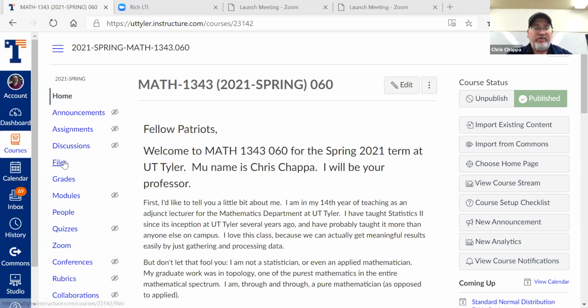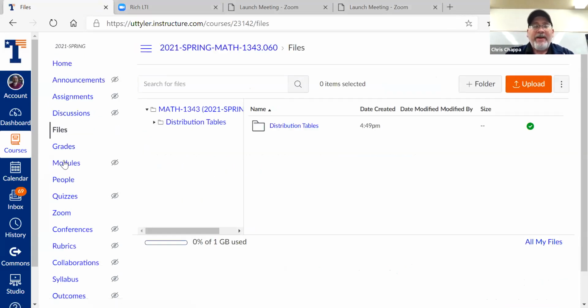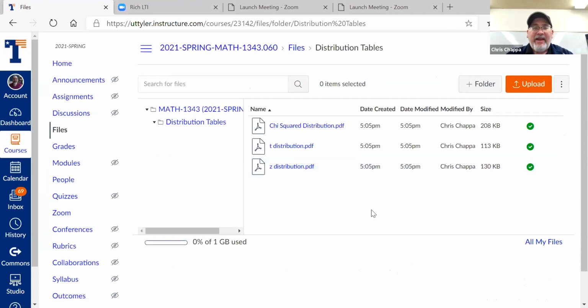It's pretty intuitive. It's under Files. Right now, there's not much there, just a folder for distribution tables. And inside of it will be 3 distribution tables that we'll use in the course. The first of which is the Z distribution. They're kind of in reverse order because they're in alphabetical order. The Z distribution, the T distribution, and the chi-square distribution.